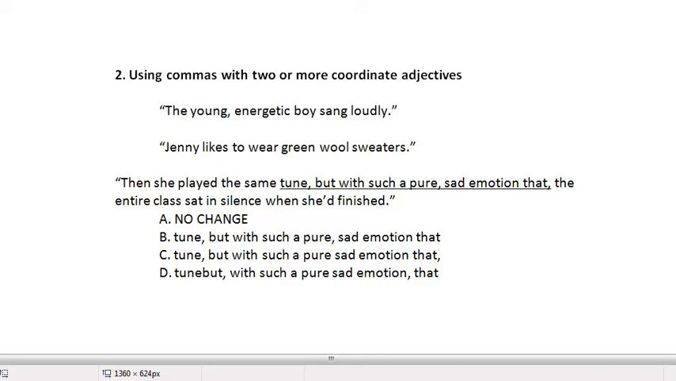The second comma rule that you must know for the ACT is using commas with two or more coordinate adjectives. Coordinate adjectives are just adjectives which describe the same noun. For example, in this sentence we have, "The young, energetic boy sang loudly." The words young and energetic are both adjectives describing the boy. In other words, they are coordinate adjectives. So we need to use a comma when we are using two or more of these kinds of adjectives.